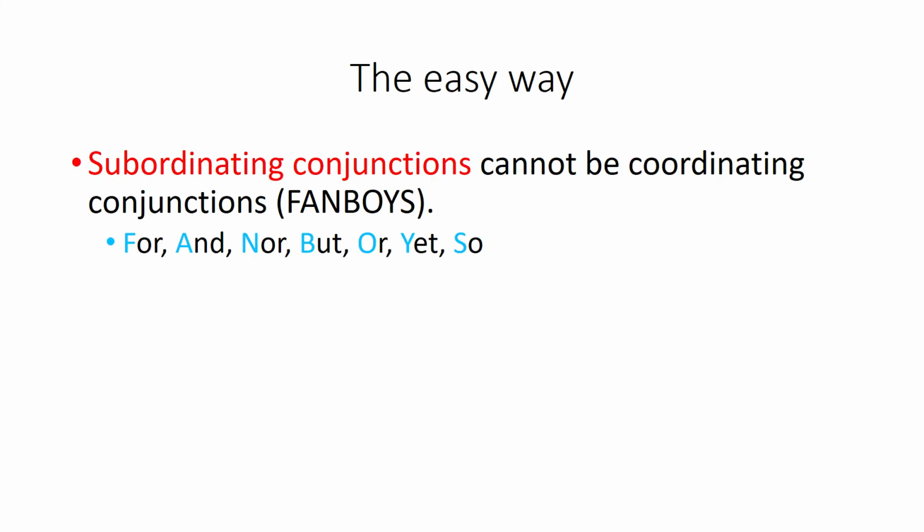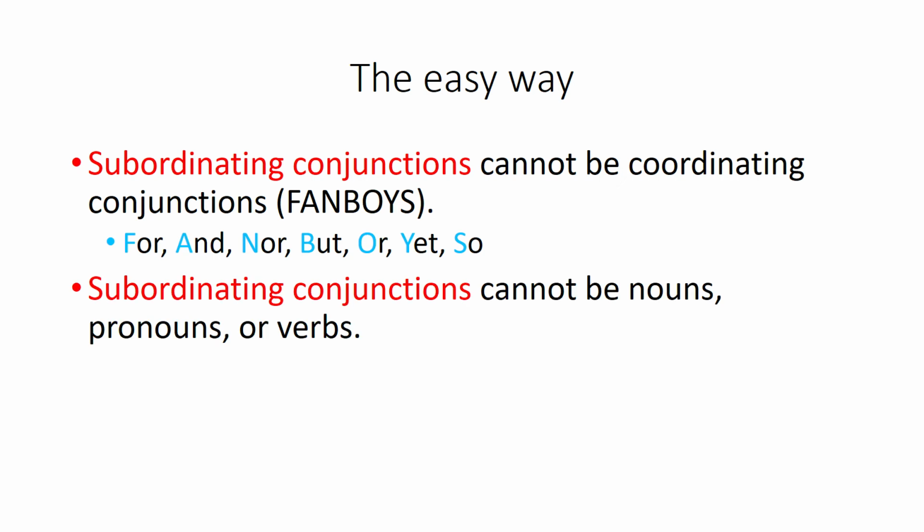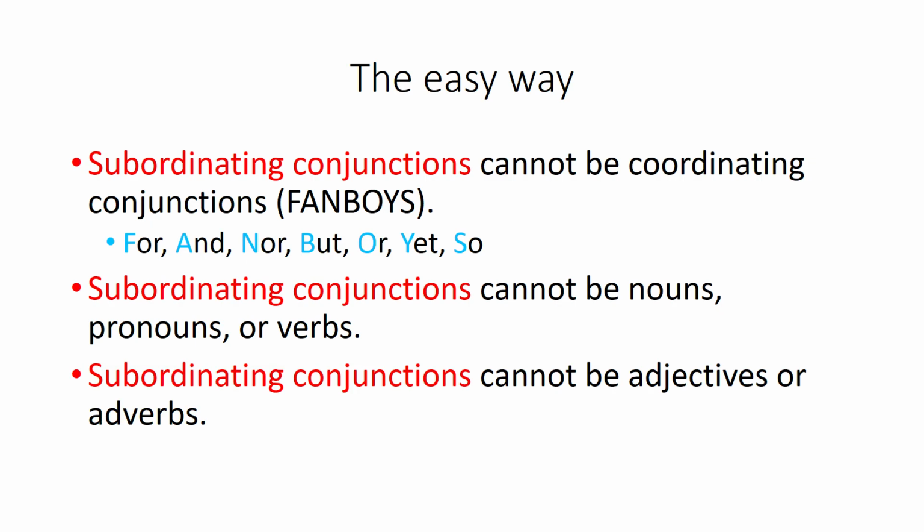Number 1, subordinating conjunctions cannot be coordinating conjunctions, if you remember the FANBOYS from the lesson on compound sentences. Those are the following 7 words: for, and, nor, but, or, yet, and so. Next, subordinating conjunctions cannot be nouns, pronouns, or verbs. And finally, subordinating conjunctions cannot be adjectives or adverbs. So if you come across a word before a subject that is any one of these, it cannot be a subordinating conjunction. If it is not one of these, then it is a subordinating conjunction.